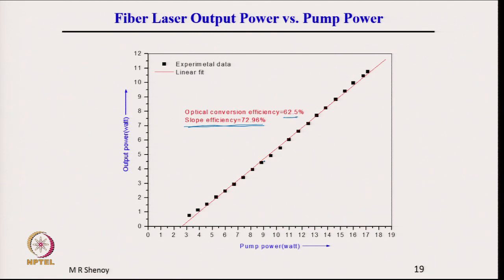Slope efficiency is the slope of this line. So, this one is called the slope efficiency. This is dP laser divided by dP pump. This is the slope efficiency, and the actual efficiency is of course here at any value, that is the laser output power divided by pump power, that is relatively less compared to the slope efficiency.